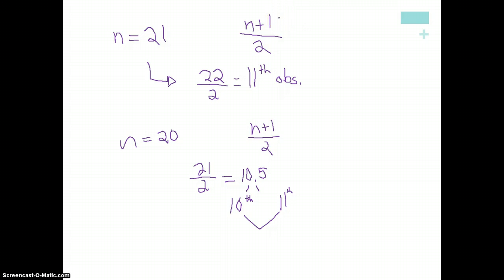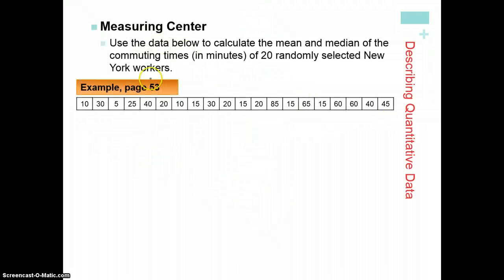The mean is most likely not going to be a value of one of our observations, but it gets a little tricky for an even sample size. I think the example on the next slide is an even sample size, n equals 20, and it is a problem in your book on page 53. It represents commuting times, how long it takes people to get to work in, I guess, New York City. So we're going to find the mean and the median of this data.